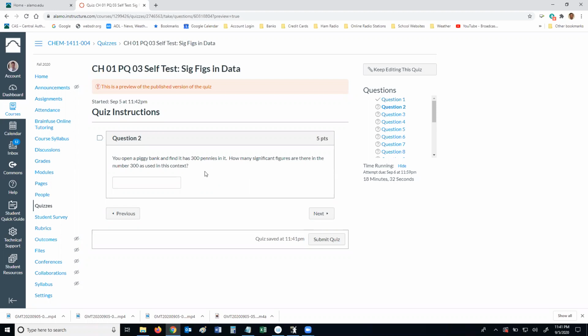The number of pennies is 300.000 and so on, with the zeros after the decimal point going on forever. And those zeros are significant because they're after a decimal point, they're preceded by that 3 at the beginning of the number, and you have an infinite number of those zeros, all of which are significant. So you have an infinite number of significant figures.